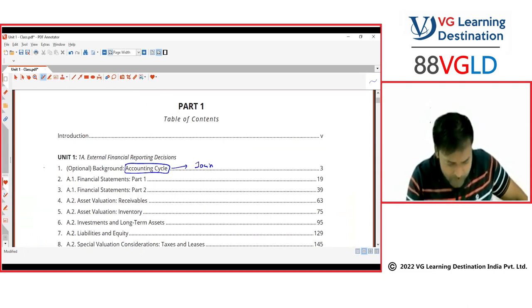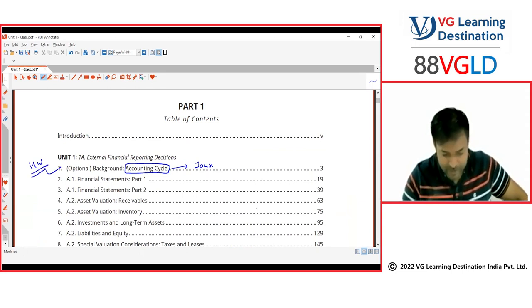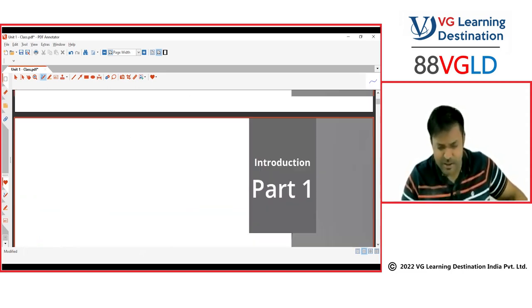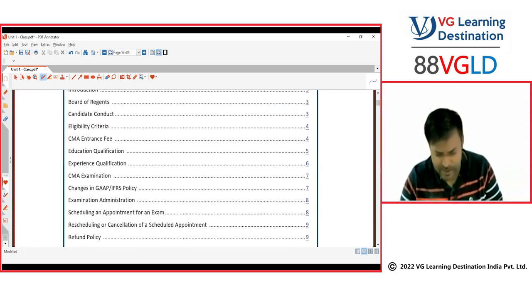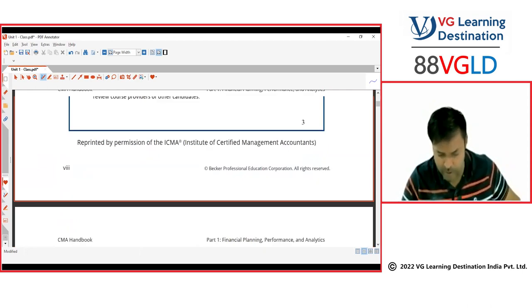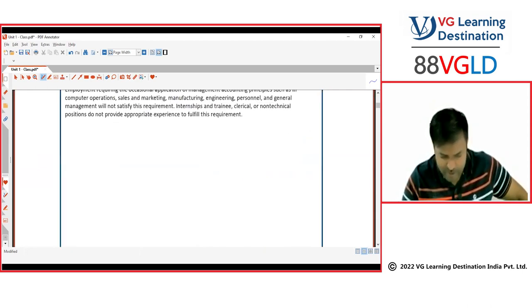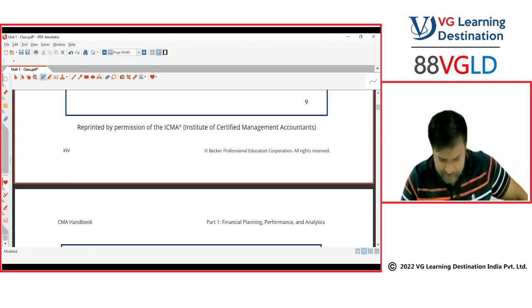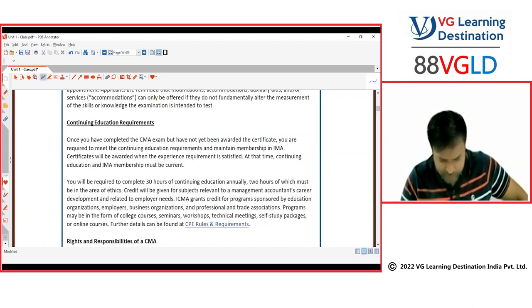I'm leaving it for your homework, for your reading. You must be thinking we are starting the class with homework. But the point is this material is not relevant at all. They have just given it for your brush up. So if you want to brush up your basic accounting concepts, it is just that. It is not relevant for the purpose of your CMA exam. It's just for your reference only.